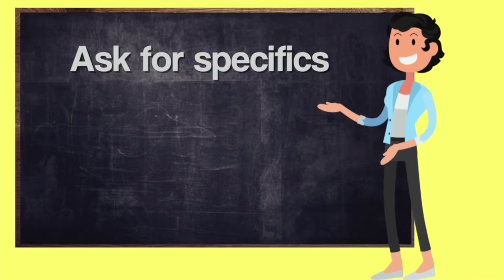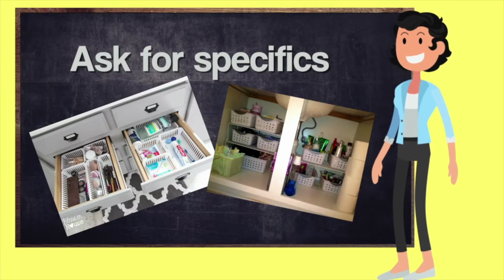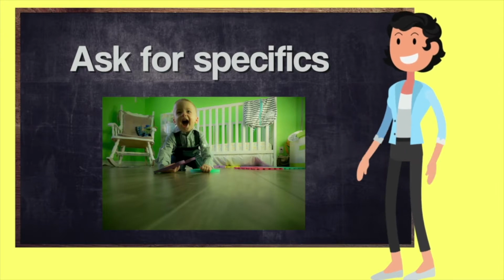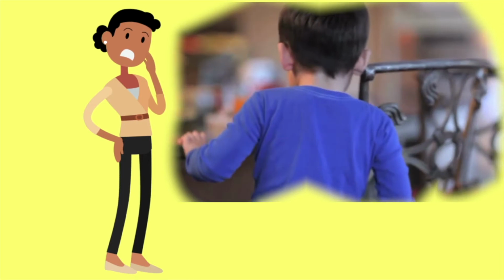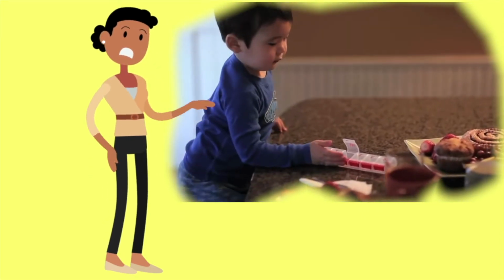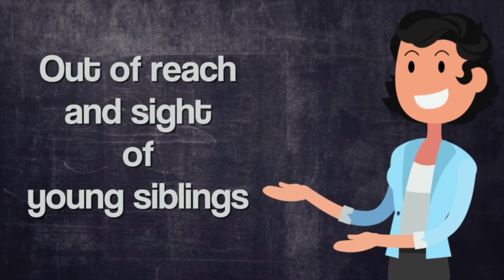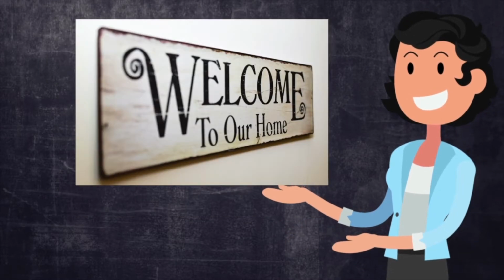As the students answer, ask for specifics. Are the medicines in drawers or cabinets or on the countertop? Are the medicines easy for young children to see or reach? Get students thinking about how easy it is for young children in the house to find them. Explain that medicines need to be kept out of reach and sight of their naturally curious younger brothers or sisters, or even visitors to their home.